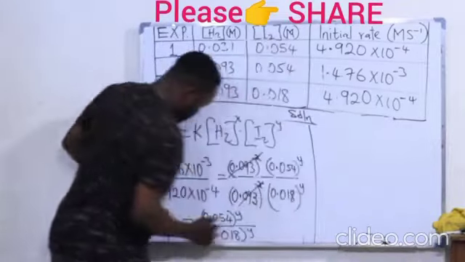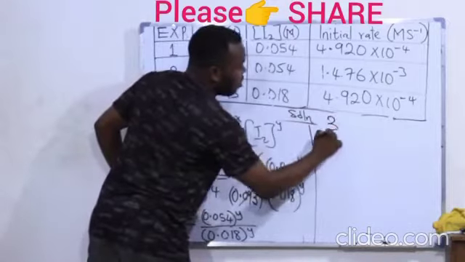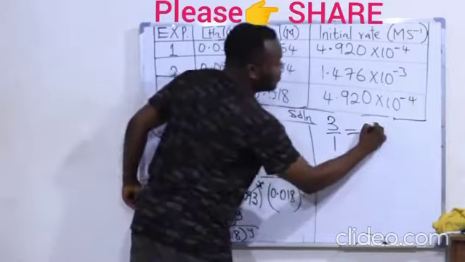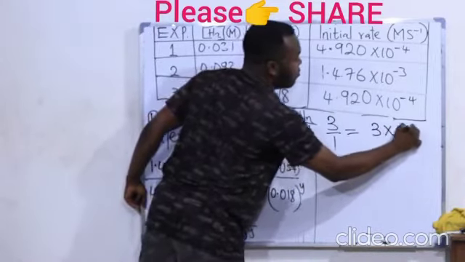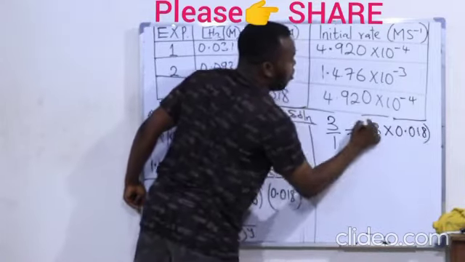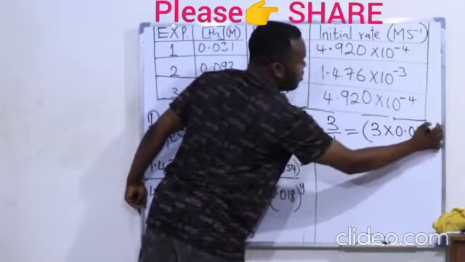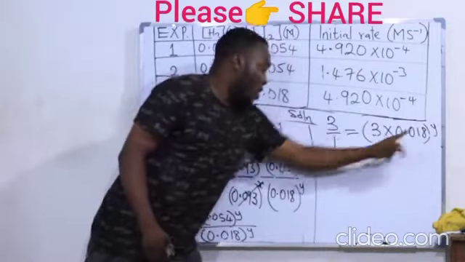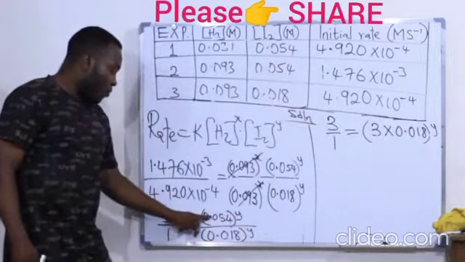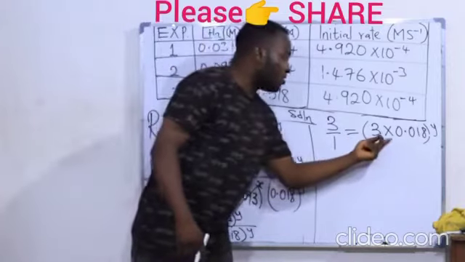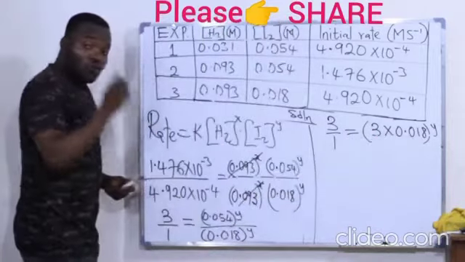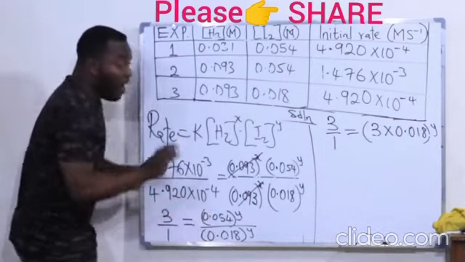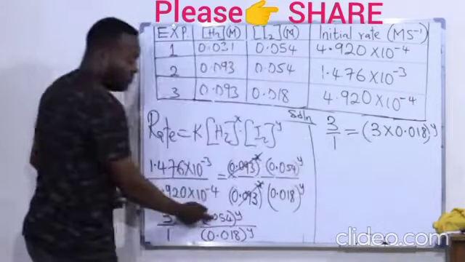That means I'm going to have 3 all over 1 is equal to, this thing here is the same thing as 3 times 0.018, all raised to the power of y. Both raised to the power of y. I have not done anything. This power y is this power y here. This 0.054 is the same thing as 3 times 0.018. I looked for a number that will multiply this lower one to get this. And as soon as I got that number, I used the two of them to replace this.